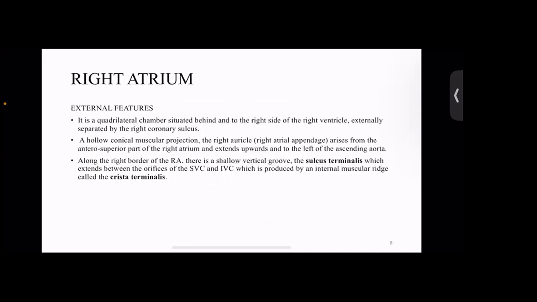So we'll start with the right atrium. The right atrium is a quadrilateral chamber situated behind and to the right side of the right ventricle. Externally, it is separated by the right coronary sulcus. A hollow conical muscular projection, which we call the right auricle or the right atrial appendage, arises from the anterior superior part of the right atrium, and it extends upward and to the left of the ascending aorta.